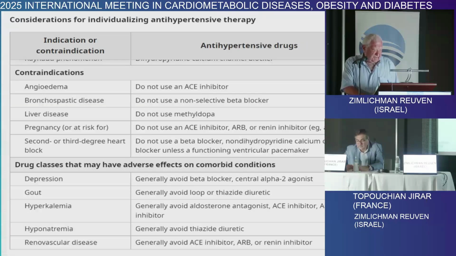Again, angioedema, don't use an ACE inhibitor. Bronchospastic disease, don't use beta blockers. Despite, in the past, we had some cardioselective beta blockers, it doesn't work. When there is inflammation in the respiratory organs, cardioselective beta blockers become bronchoconstrictive also. So we have to be very careful unless we don't have a choice.